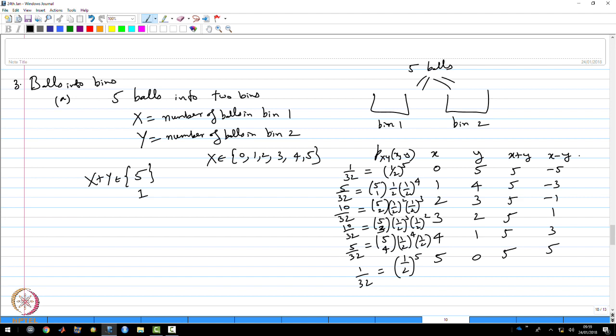But if you look at the min of x and y, you might have a slightly more interesting situation.